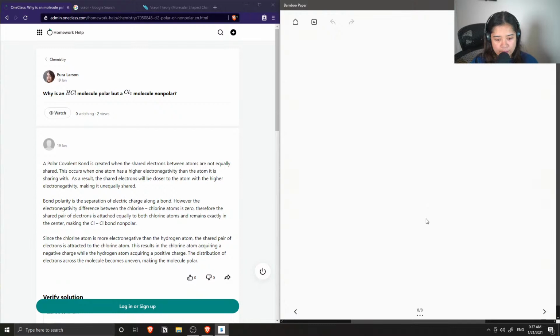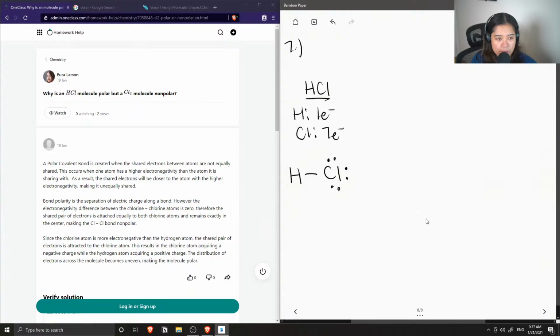Okay, so question number 7. Why is an HCl molecule polar but a Cl2 molecule is nonpolar? So HCl, let's draw its Lewis structure. Hydrogen has 1 electron, chlorine has 7. So its Lewis structure would just simply be single bonded hydrogen to the chlorine. And I can show all the lone pairs on chlorine as well.